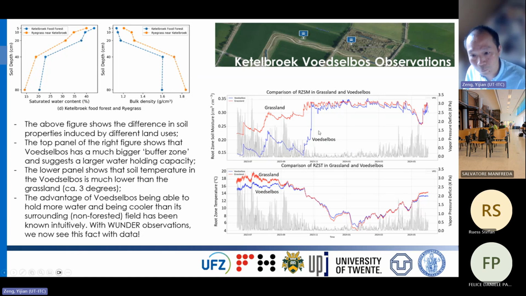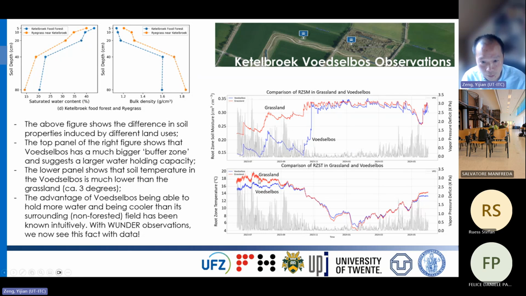But if you look at the food forest, it can go very dry, to 0.13 or so, and then up to 0.35, which means you have 0.22. This range of water can be captured by the food forest soil, which means the food forest has a larger water holding capacity than the grassland. This is intuitively learned by our experience, but now it can also be seen using the data. This is just for water holding capacity.